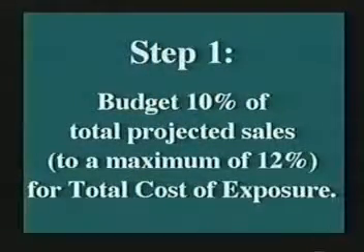And there's no one-size-fits-all formula for calculating all ad budgets, but there is a very concise formula for retail businesses. And it's very easily adapted to fit other business categories as well. It goes like this. Step 1, budget 10% to 12% of total projected sales for exposure. It's called total cost of exposure. 10% to 12%. We're going to figure it both ways. We're going to figure a 10% budget. We're going to figure a 12% budget. Then we're going to adjust that budget.